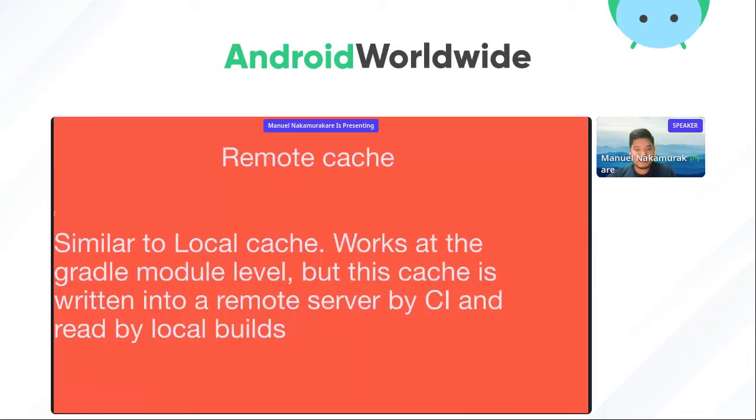The next type of cache that I want to talk about is the remote cache. So the remote cache is very similar to the local cache. It works at the Gradle module level, but this cache is written in a remote server by CI usually, and is read only by local builds. So just to reiterate, the remote cache doesn't live in your local machine, but it lives in a remote server where usually only CI is able to write to it, and then developers only read from it.